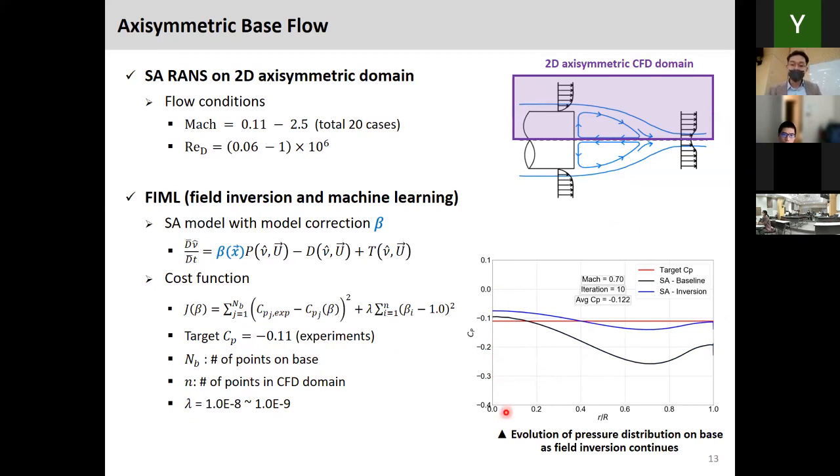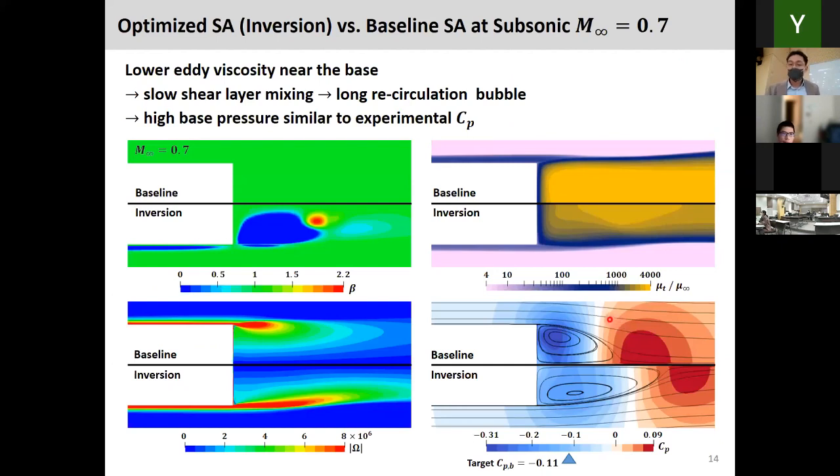On the right-hand side at the bottom, you're looking at the evolution of the pressure as the iteration proceeds. Initially it was the baseline Spalart-Allmaras case, and then you can see that the blue line is approaching the target CP. So we compared the optimized Spalart-Allmaras results, the field inversion results, and the baseline Spalart-Allmaras at subsonic Mach number.